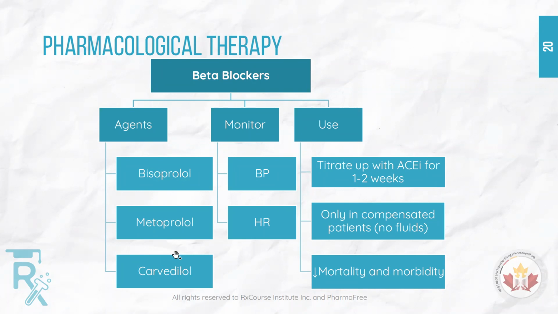While being on beta blocker, you need to monitor the blood pressure and the heart rate. And also we make the titration up every 1 to 2 weeks with ACE. And as we said, we need to avoid the beta blocker in acutely decompensated patients. So it's used on compensated patients. And the beta blocker has been shown to decrease the mortality and the morbidity.